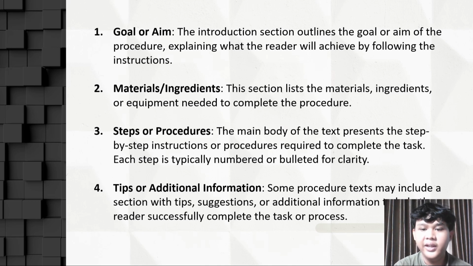This section lists materials, ingredients, or equipment needed to complete the procedure. Number 3, step or procedure. The main body of the text presents the step-by-step instructions or procedure required to complete the task. Each step is typically numbered or bold for clarity. Number 4, tips or additional information. Some procedural texts may include a section with tips, suggestions, or additional information for readers to successfully complete the task or process.